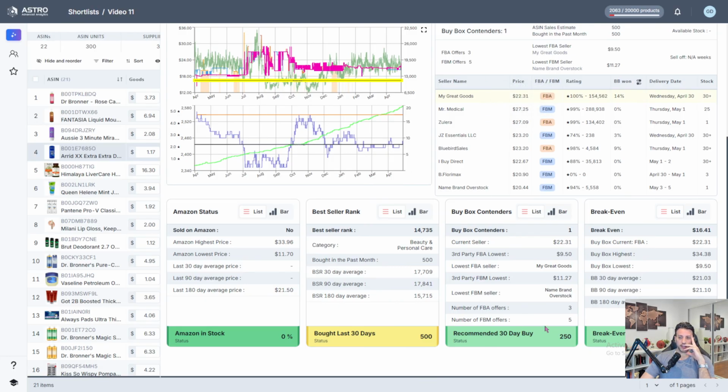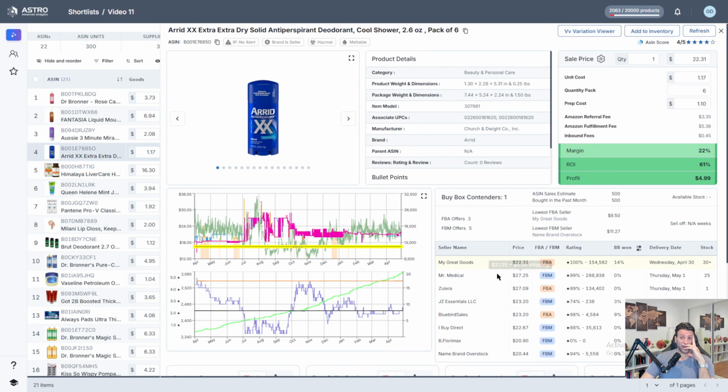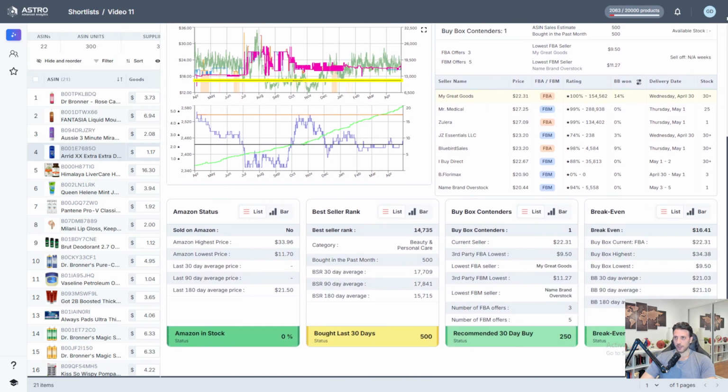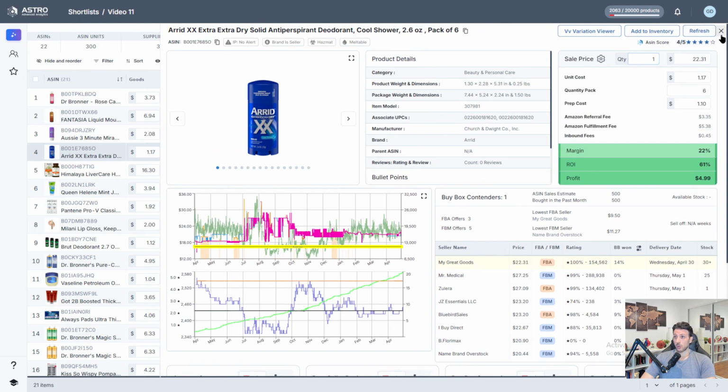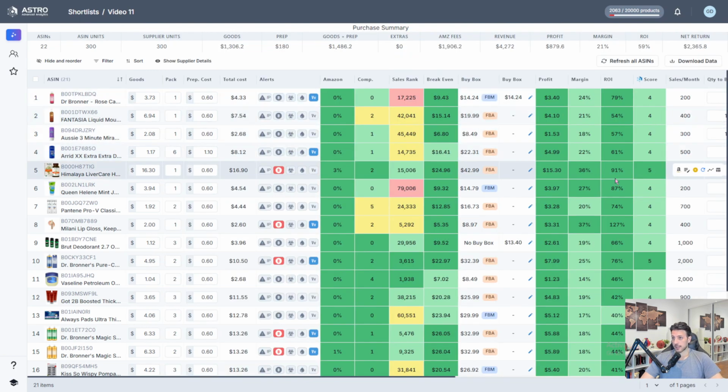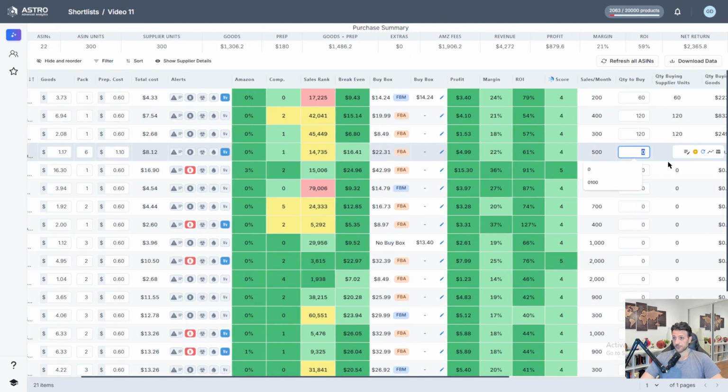So instead of saying 250 are the recommended sales, I'll probably say around maybe 180, because I do consider this person here as a competitor. So I'd probably buy 180, which is plenty of profit. Obviously, it's a nice one. There's no alerts, nothing. Everything seems safe. So 180 units it is on this one as well.